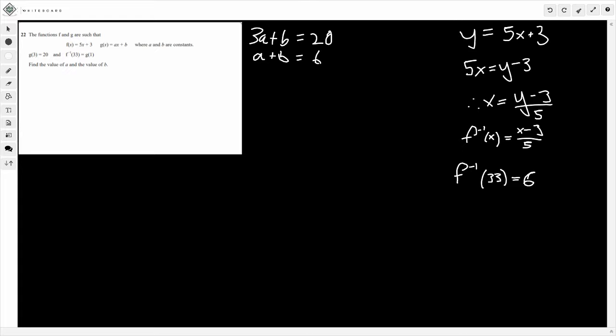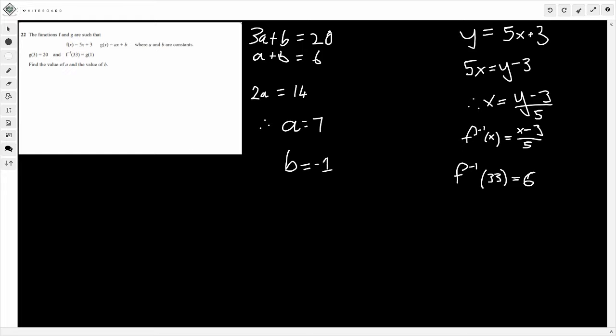I'm going to eliminate the b's here. What that's going to give me is we're subtracting because these are the same sign. So 3a minus a is 2a. The b's will just cancel. 20 minus 6 gives me 14. So therefore a must be 7, right? A must be 7. 14 divided by 2 is 7. And then b: if a is 7, 7 plus b is equal to 6. So what do we add to 7 to give us 6? Well, that has to be minus 1.